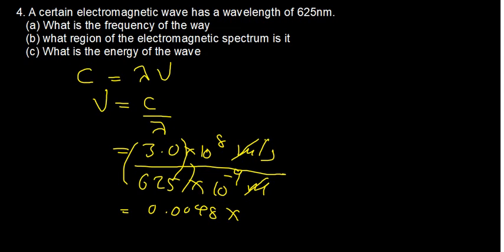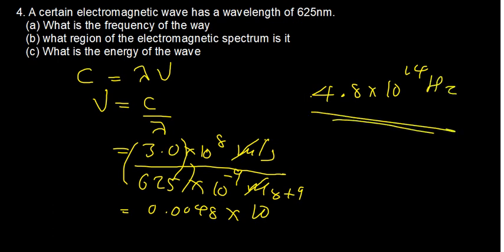These are numbers of the same base dividing, so we simply subtract the power. So that will be 8 minus negative 9, which will simply be 17. So we are multiplying this number by 10 to the power 17. So the answer I'm finding is 4.8 times 10 to the power 14 hertz. Okay, so that will be our answer then here.